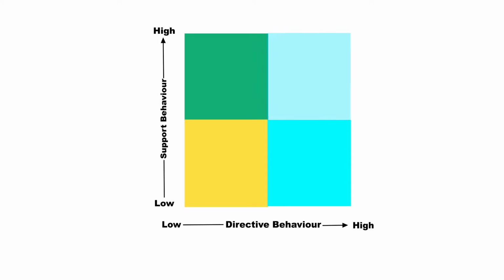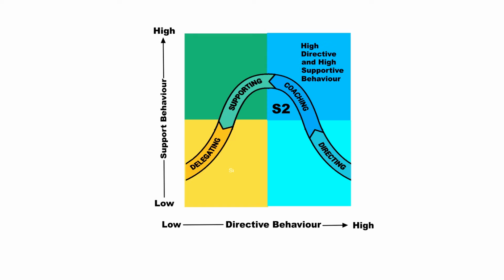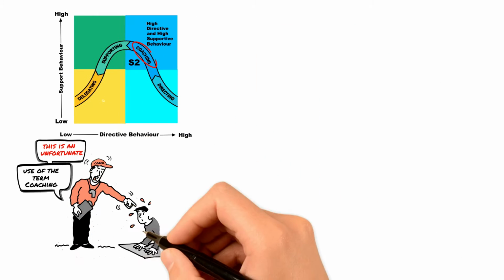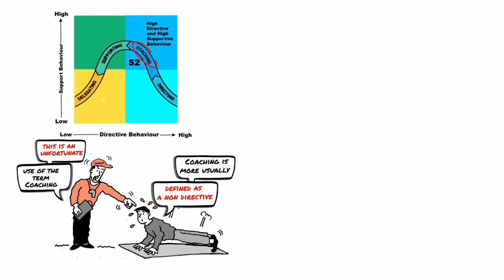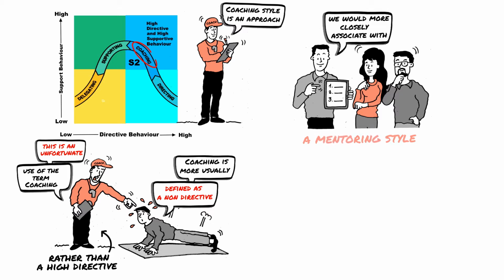In quadrant S2 we have a high directive behavior coupled with a high supportive behavior, which in the Hersey and Blanchard model is labeled as a coaching style. This is an unfortunate use of the term coaching, as coaching is more usually defined as a non-directive, rather than a high directive approach. In the Hersey and Blanchard model here, their coaching style is an approach we would more closely associate with a mentoring style.